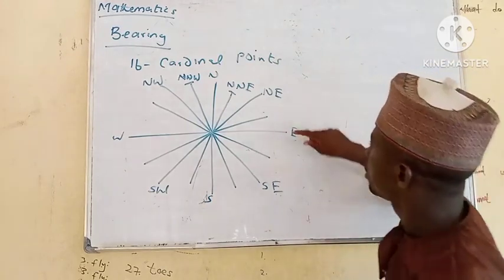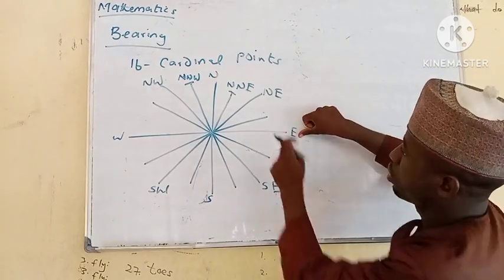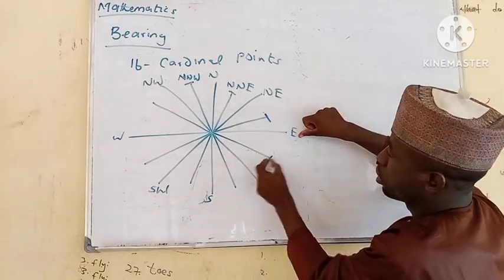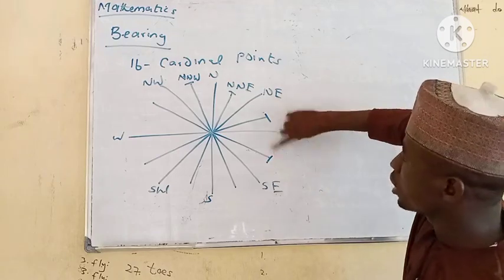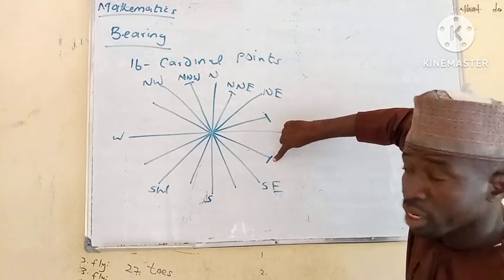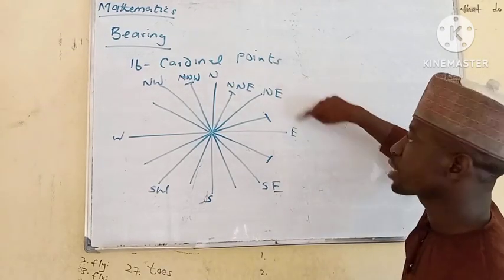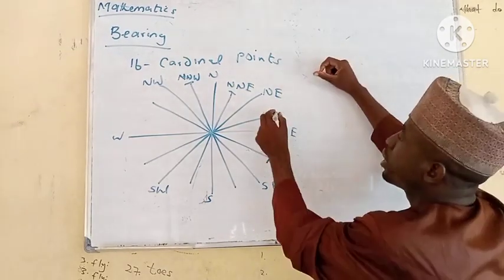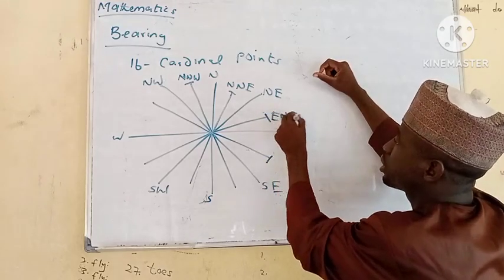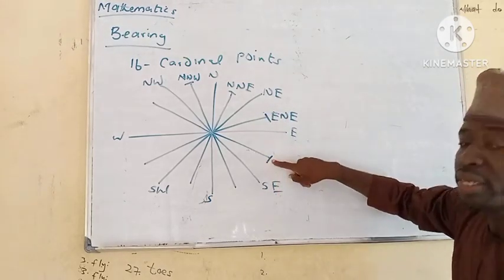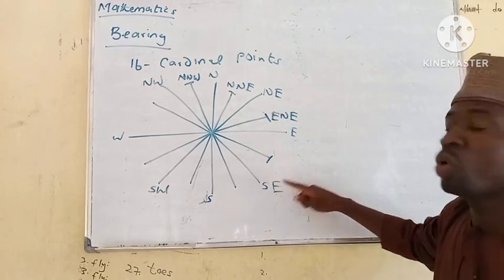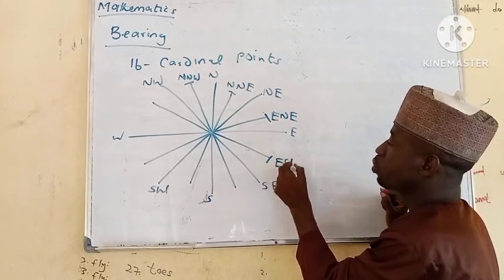Okay. E here will come first in this point and in this point. E is a king now. So now this point is in between E and NE, that is east and northeast. So it will be east-northeast. While this one is in between east and southeast. So it will be east-southeast.